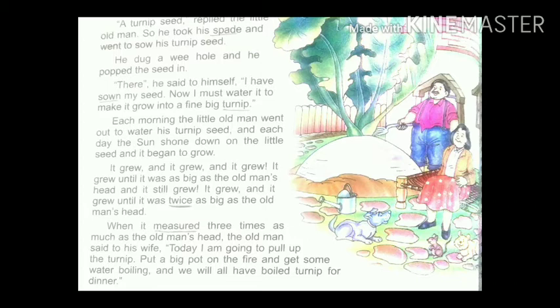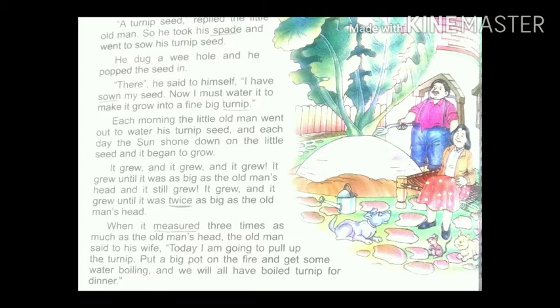So each morning the little old man went out to water his turnip seed, and each day the sun shone down on the little seed and it began to grow. You all know that to grow a tree we need water and sun rays. Here the old man gives regular water, and the sun is also giving its rays. So it grew and it grew and it grew, slowly and gradually.